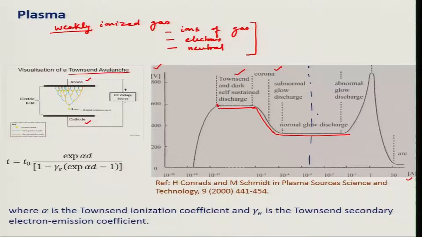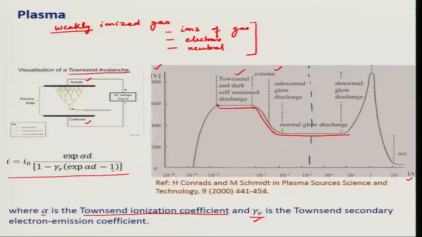Okay. Now, let us come to this expression here, which explains the electron current in the plasma. Okay. So, alpha is the Townsend ionization coefficient. Because as more and more gas atoms are being ionized, more electrons are being produced, which will carry the current. So, the current increases. There is another factor, gamma E, which is Townsend secondary electron emission, because once electrons reach the anode, they are lost, they will be part of the external circuit. Then you need to have a supply of secondary electrons, which is given by gamma E. Okay. So, the electron current in Townsend discharge is given by this expression.